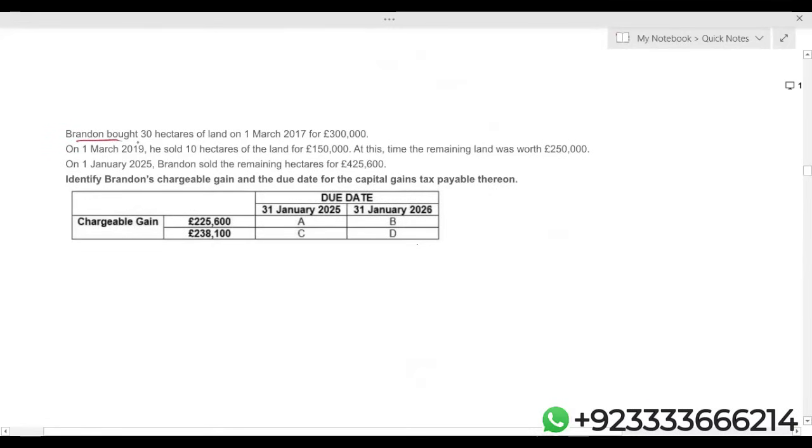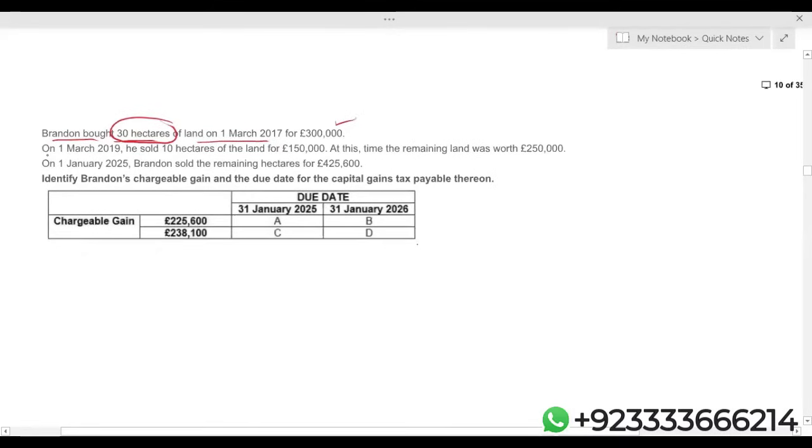Brandon bought 30 hectares of land on 1st March 17 for 3 lakh. On 1st March 19, he sold 10 hectares of land for 150. At this time, the remaining land had a value of 250. So it's a part disposal scenario. On January 25, Brendan sold the remaining hectares. Before the remaining hectares, first, he sold how many hectares? 10 hectares. Okay.